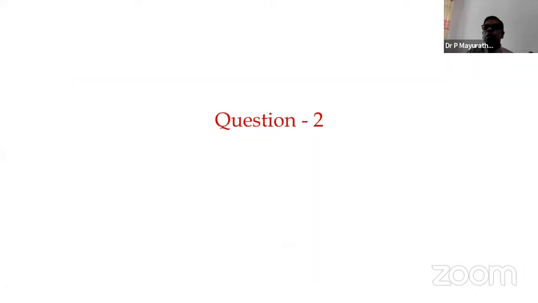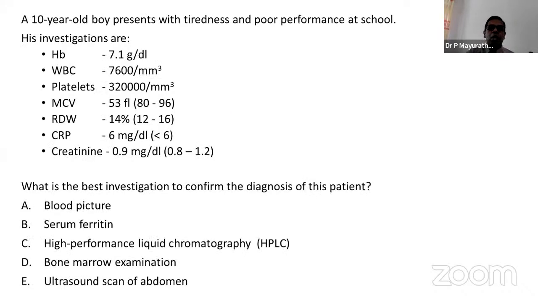Now we will move on to question number 2. A 10-year-old boy presents with tiredness. Investigations show hemoglobin 7.1 with normal WBC and platelets, but you can see MCV is very low and RDW is normal. So this is the difference between iron deficiency anemia and thalassemia.